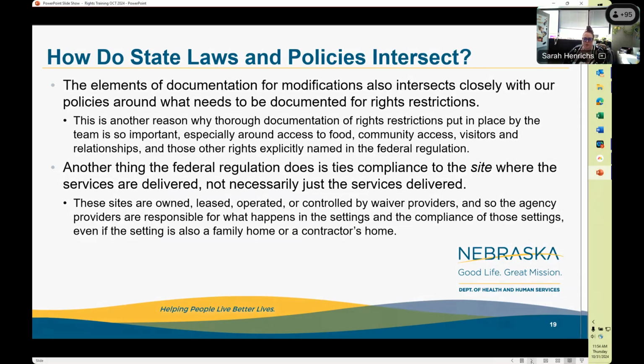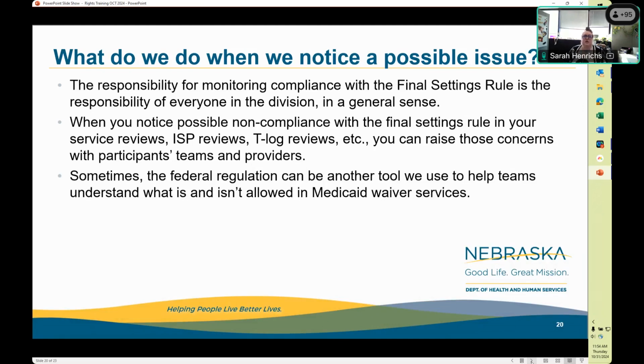So what do we do? I know I'm running short on time. The responsibility for monitoring compliance with the final settings rule is everyone's responsibility in a general sense. So when you notice possible non-compliance with the final settings rule in your service reviews, your ISP reviews, your T-log reviews, and things like that, you can raise those concerns with participant teams and providers.